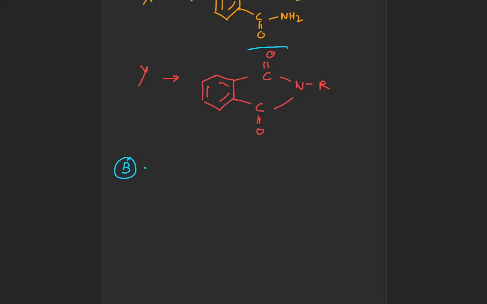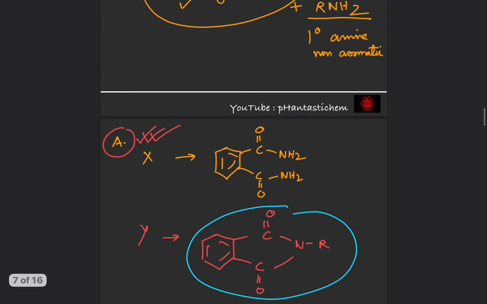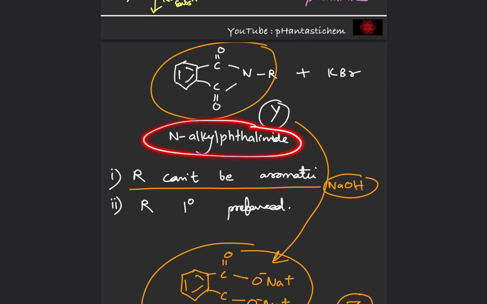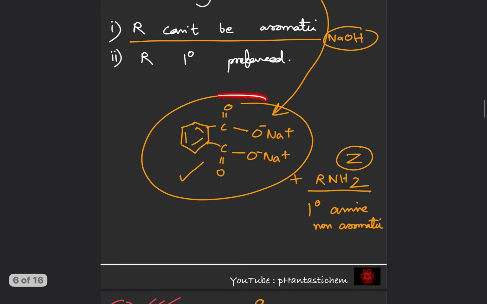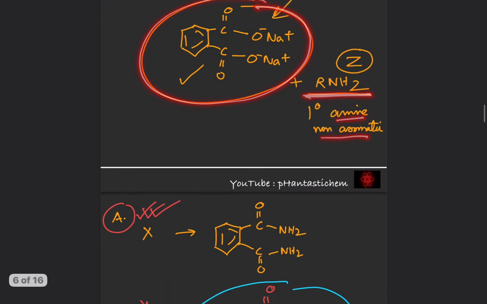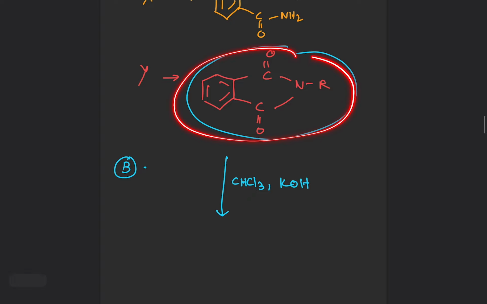Okay, so this is Y. Whenever we are heating this with chloroform and KOH, you can see, whenever you have an N-alkyl phthalimide, that is Y, and you heat it with NaOH or KOH, we get an aromatic compound and a primary amine, which is non-aromatic, right? So therefore, whenever you treat an N-alkyl phthalimide in the presence of KOH, we'll get a primary non-aromatic amine, that is RNH2.